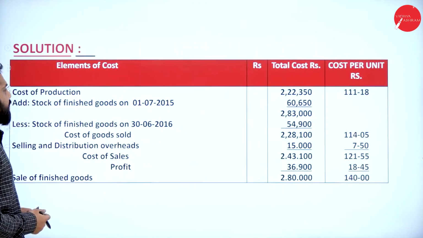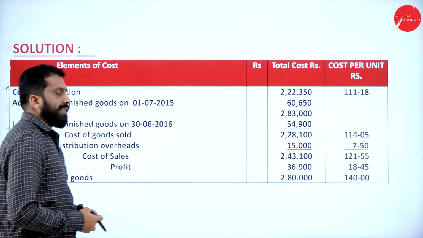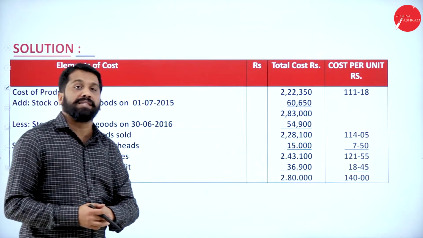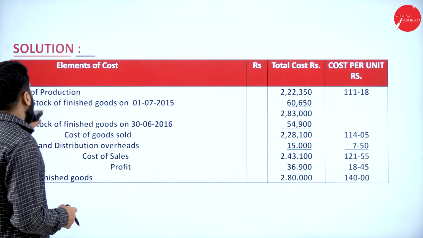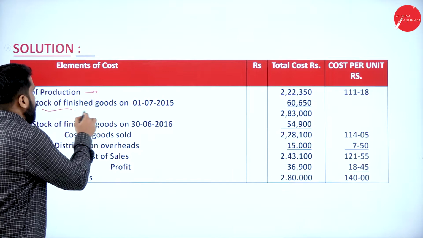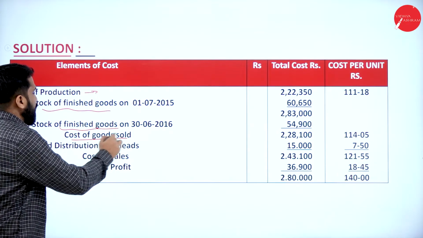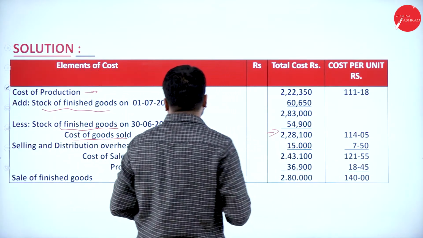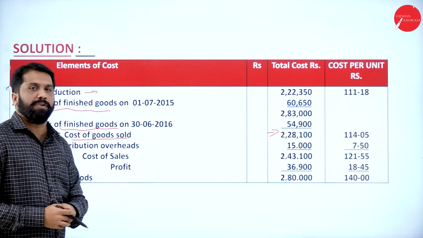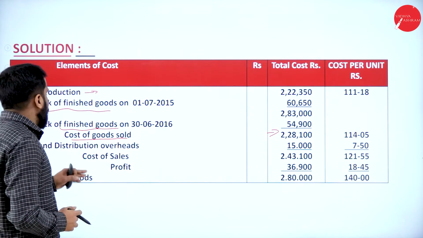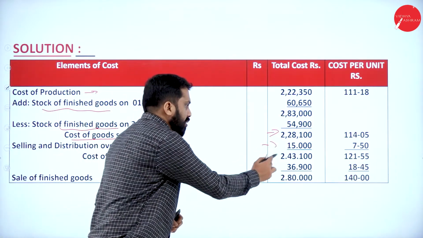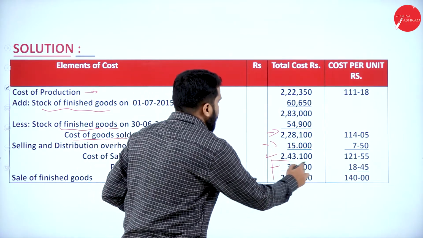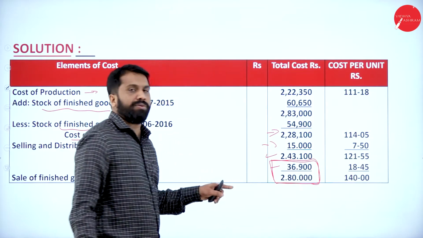Now, we'll move to the next one. Your elements of cost, that is nothing but your selling and distribution. Before that, we have opening stock of finished goods, closing stock of finished goods. See, cost of production you got, then opening stock of finished minus closing stock of finished. You got cost of goods sold. Cost of goods sold is how much? Around 2,28,100. Now, finally, we will add your selling and distribution 15,000. You got 2,43,100. These two I'll come back later.